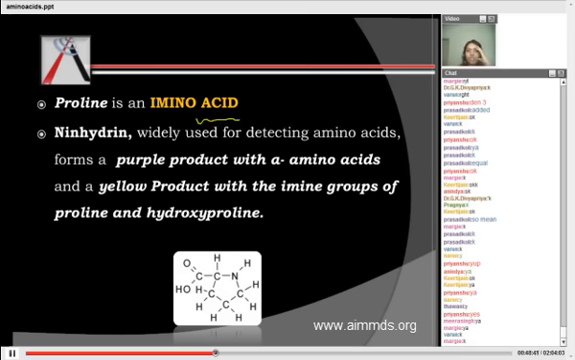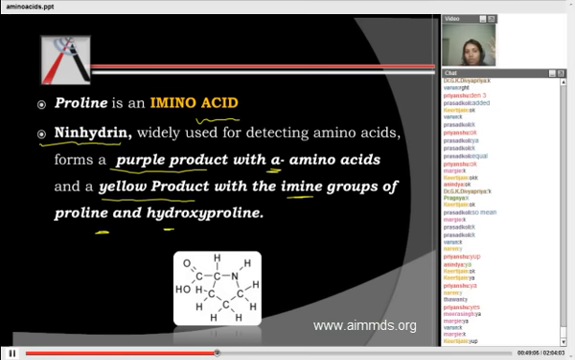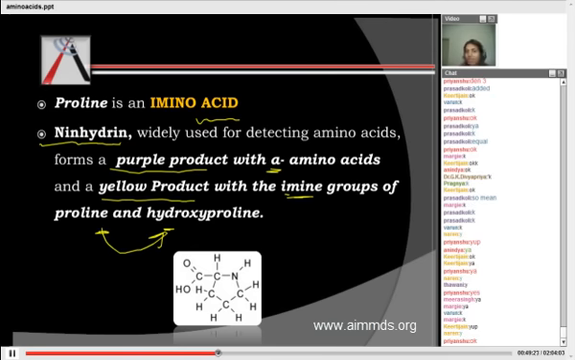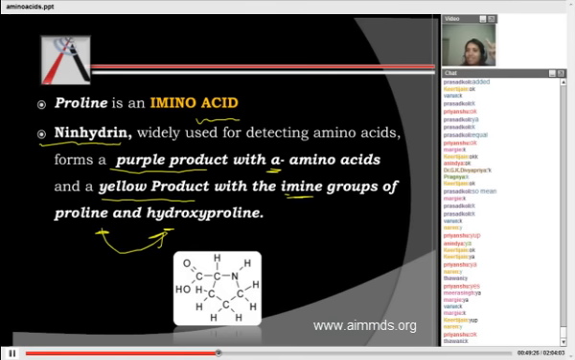Proline, as we already saw, was an imino acid because of this cycle which it formed. Remember that, right? And there's one more fact we need to know, that is ninhydrin is the one which is widely used for detecting amino acids. This ninhydrin gives a purple product with alpha amino acids and it gives a yellow product with the imino group of proline and hydroxyproline. Now this proline can be hydroxylated to hydroxyproline, and whenever it detects an imino group it gives a yellow product, and whenever it detects an alpha amino group it gives a purple product. Okay, remember this experiment we used to do in biochemistry? I don't know if you all did.